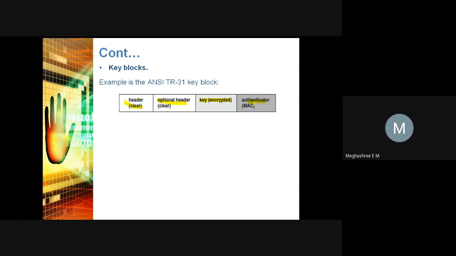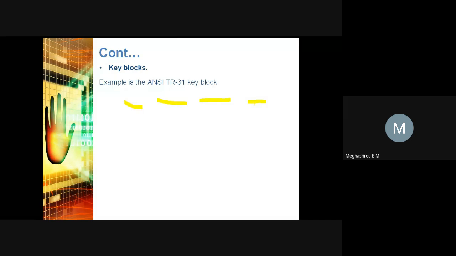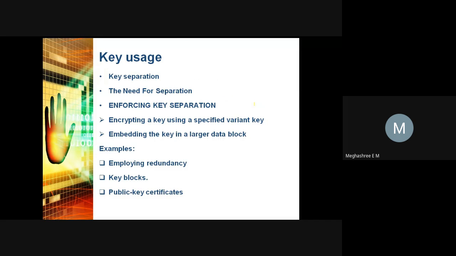So here, why it is given, as I said, is embedding the key in a larger data block. Whenever a key is embedded, as per this example or this method, it should specify why it is used. That should be mentioned in the block itself. That is all about key blocks.